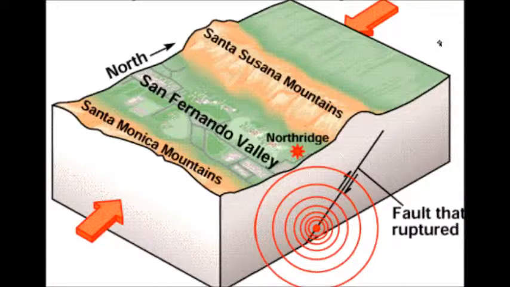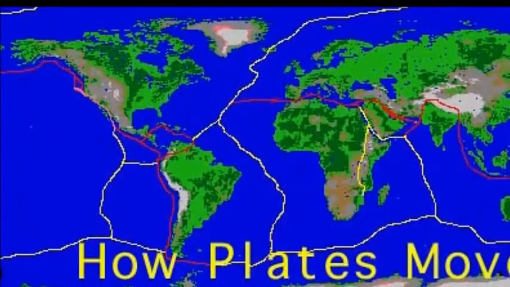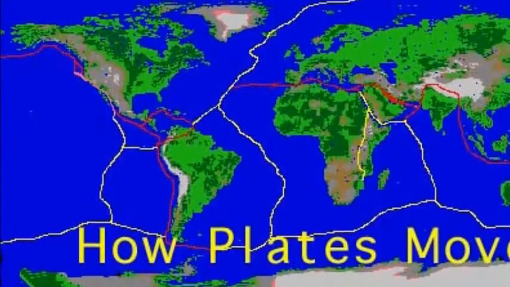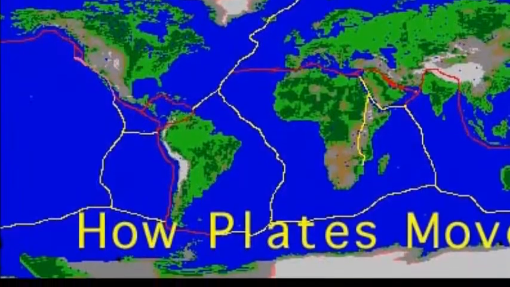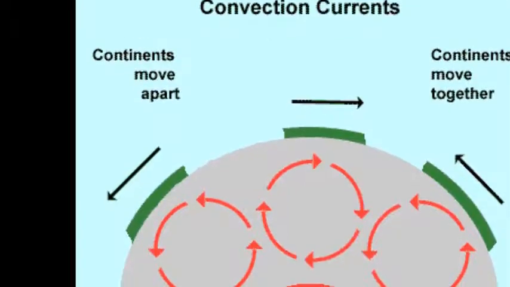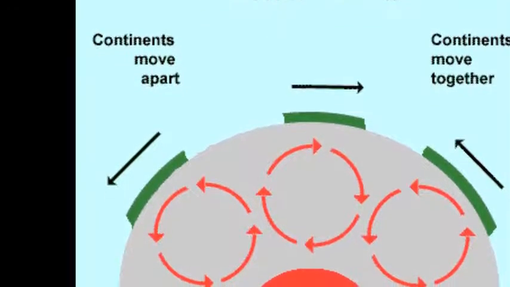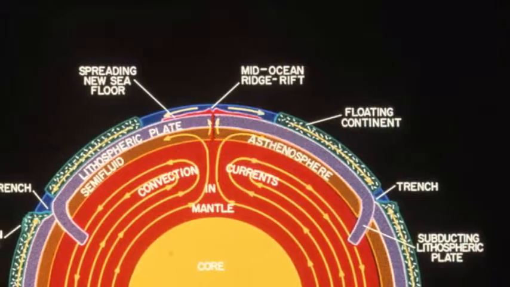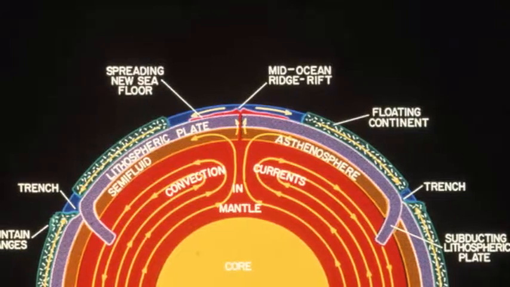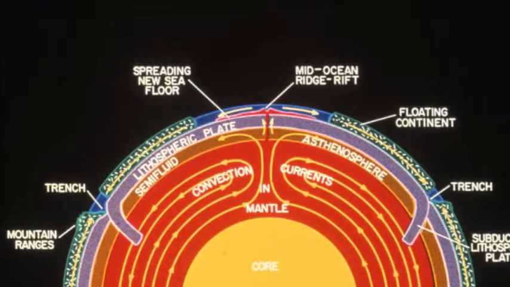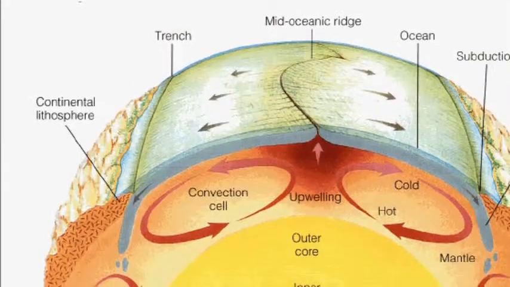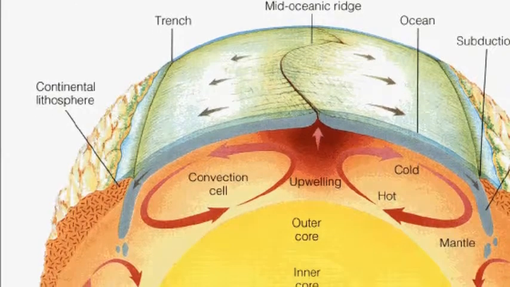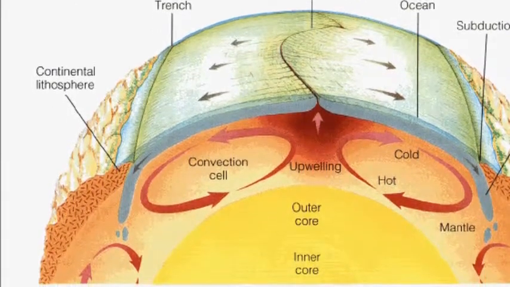Why do plates move? It is believed that these plates move due to convection currents in the mantle. Some parts of the mantle are hotter than others, resulting in the movement of the plates on Earth's crust. Friction is created in the crust, and this results in the movements of the plates.